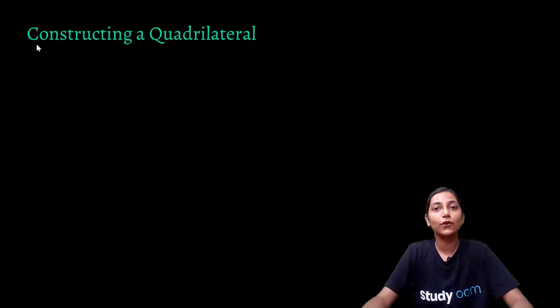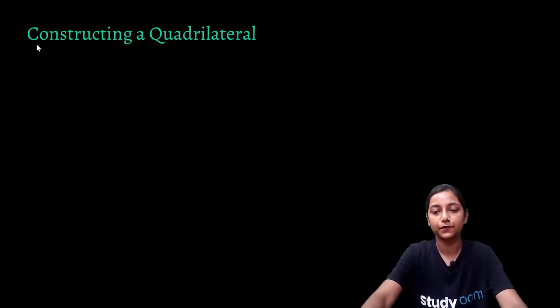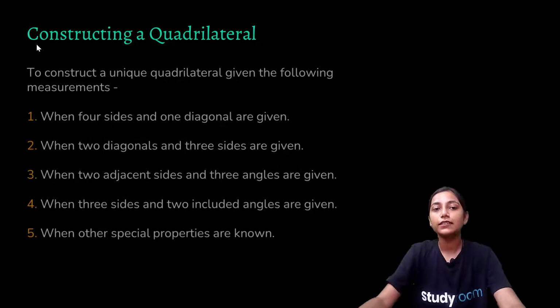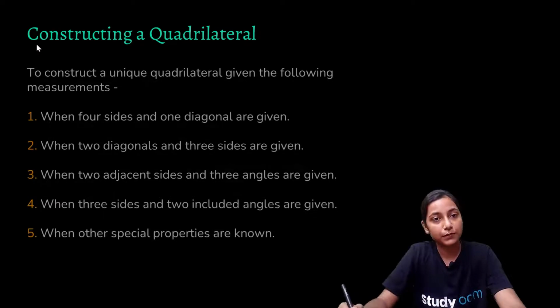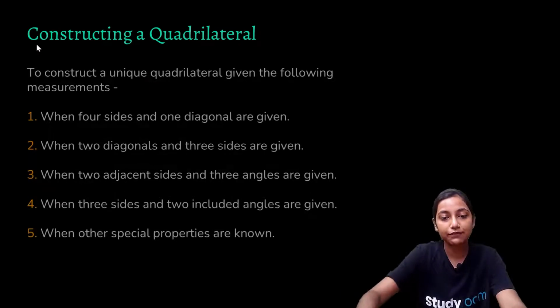In this video, we are going to learn about constructing a quadrilateral and what are the necessary conditions for constructing it. So for constructing a unique quadrilateral, given the following measurements, what are the measurements that we require?